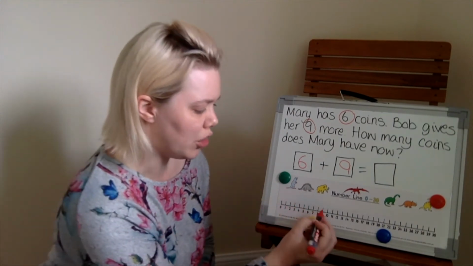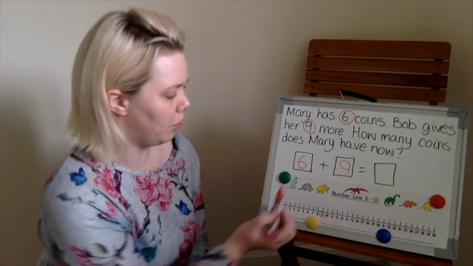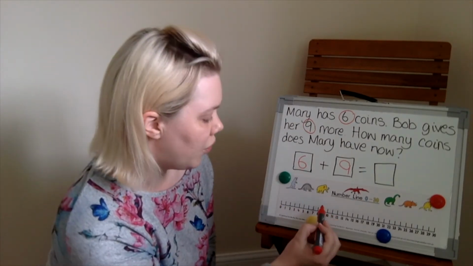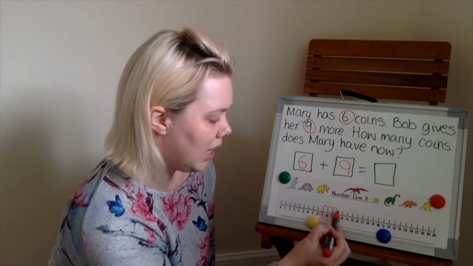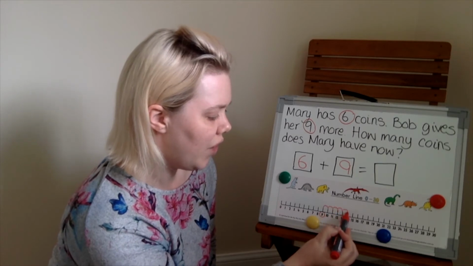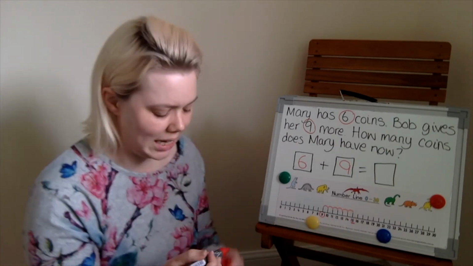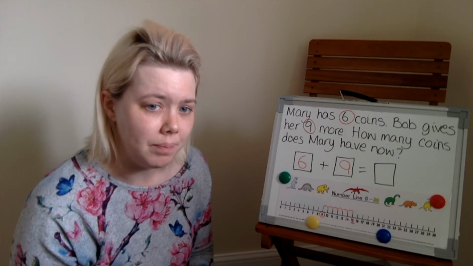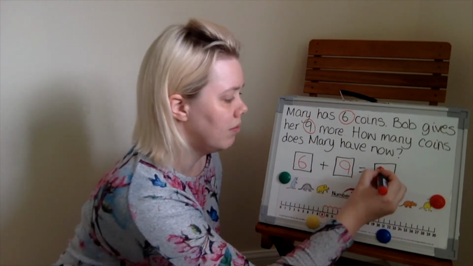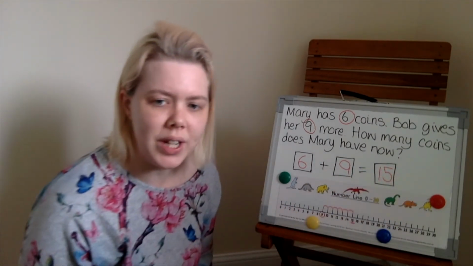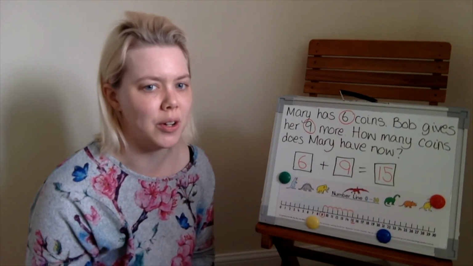So I'm going to circle the number 9 on here, and we are going to make 6 jumps because that's the number that we are adding. So I'm going to make 1, 2, 3, 4, 5, 6, and the number that I've landed on, it's a bit hard to see, is the number 15. So 6 add 9 equals 15. We need to be very, very careful when we're writing our teens numbers that we're making sure that our 1 comes first for our teens numbers.